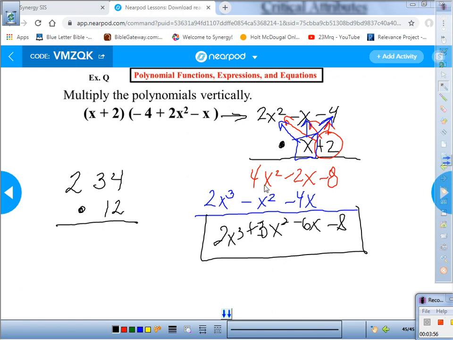We're not going to factor. We just multiplied, so we're not going to factor. Copy that, and I'm going to send you one so you can do it by yourself.